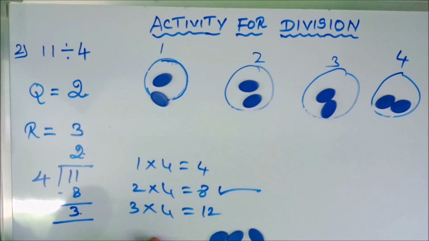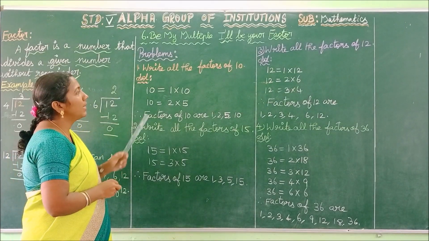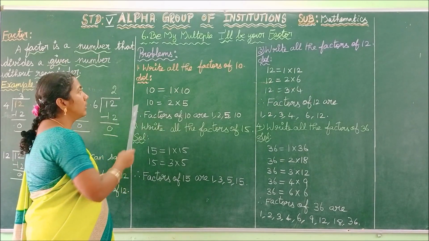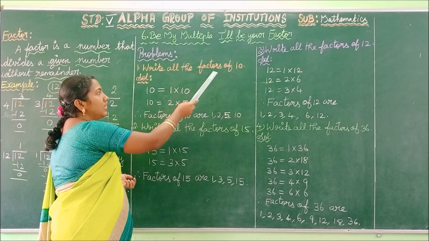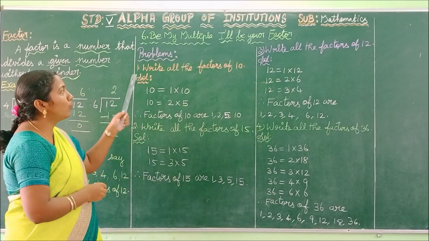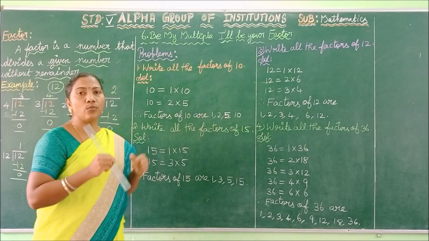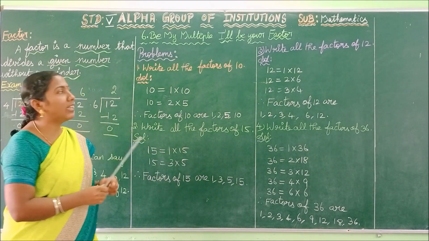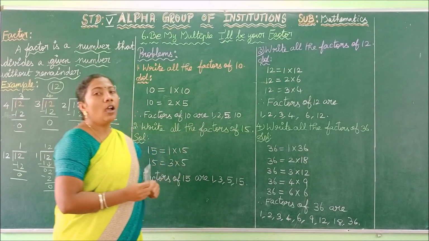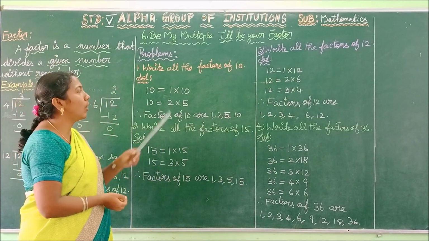Thank you. Next we are going to see some problems based on factors. See the first question. Write all the factors of 10. The question is asking you to write all the factors of 10, that is, you have to find the factors of the given number, 10. How can we find the factors of 10? The first step is you have to write like this.